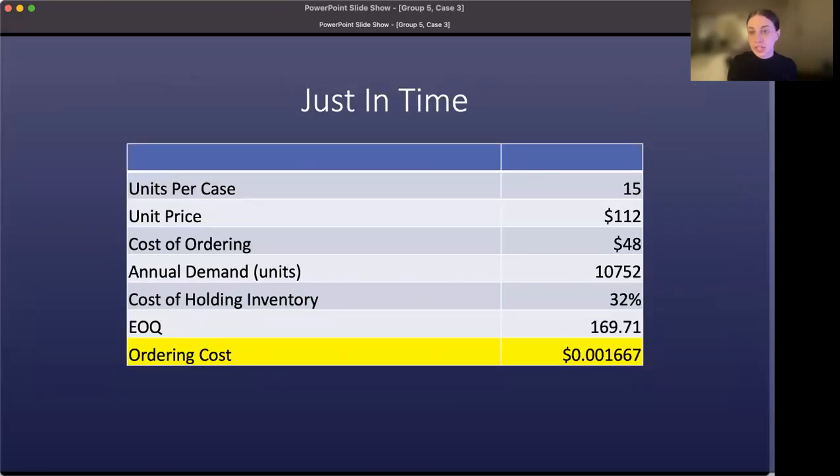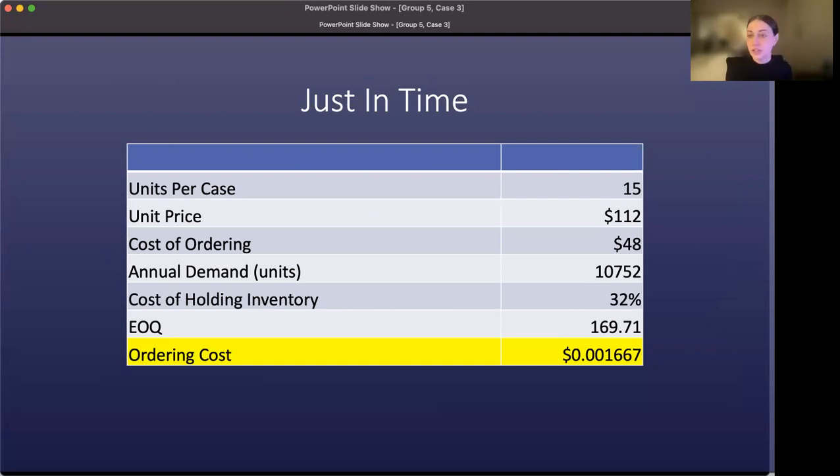This slide here is addressing just-in-time. And implementing a JIT system is to reduce ordering costs, minimizing the amount of orders placed, significantly reduces the cost per order because you're not spending as much as you would on a bulk order, minimizing holding costs as you're not holding inventory, you're using items as soon as they arrive.